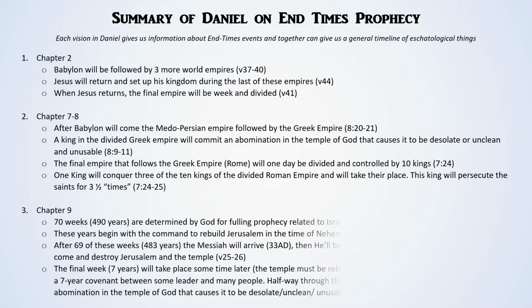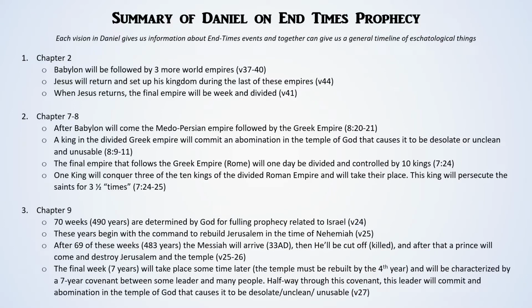Chapter 9, we found that there were 70 weeks determined by God for fulfilling prophecy related to Israel, and we found that those 70 weeks were 490 years in context. These years begin with the commandment to rebuild Jerusalem, and we connected that to the rebuilding command to Nehemiah, and we defended that when we talked about it.